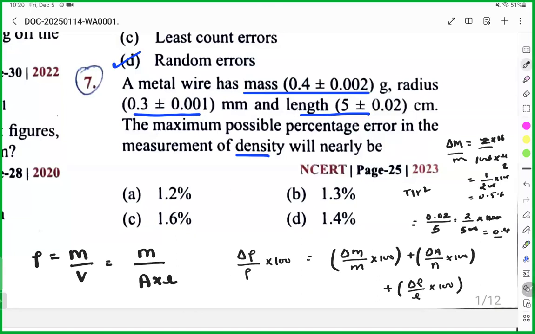Now you have to calculate area. How to calculate area? You are taking the pi r square value. Pi value is 3.14. For R, first convert this into centimeters. Correct? You should have the same unit. If you convert millimeter into centimeter, then it will be 0.03, correct? Plus minus 0.001, right? So this is 3 into 10 raised to power minus 2.